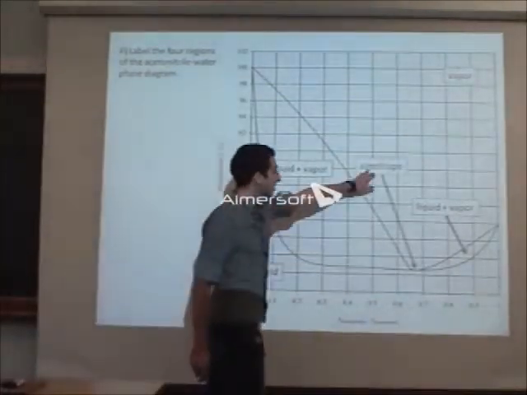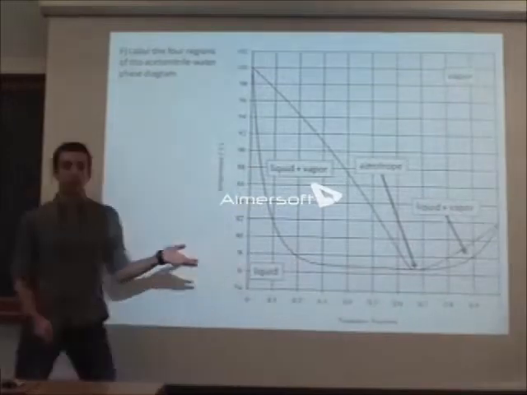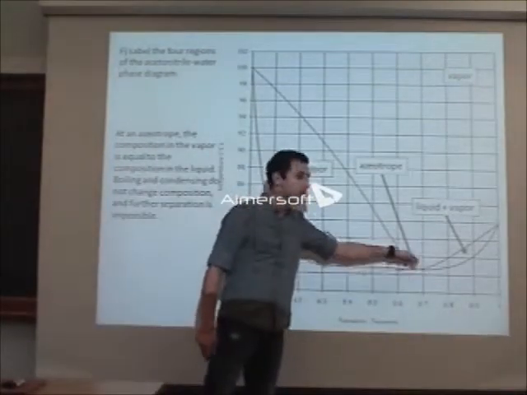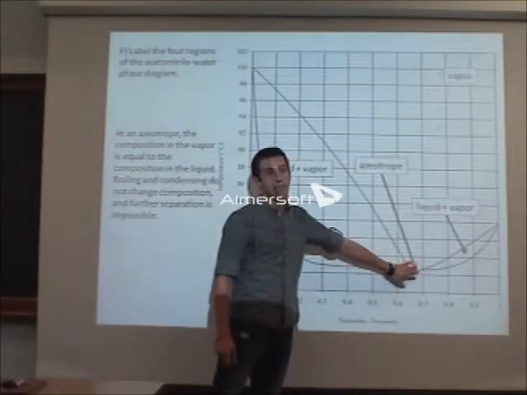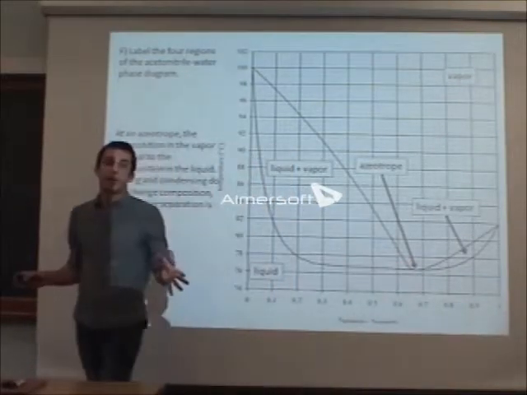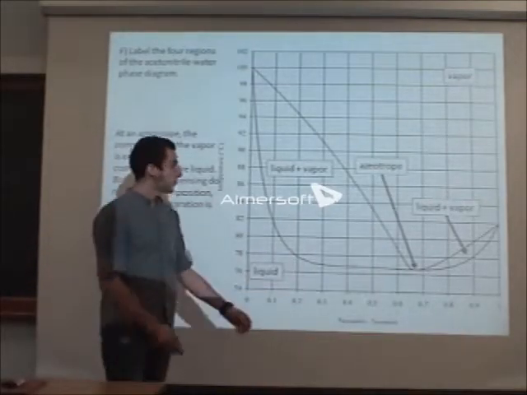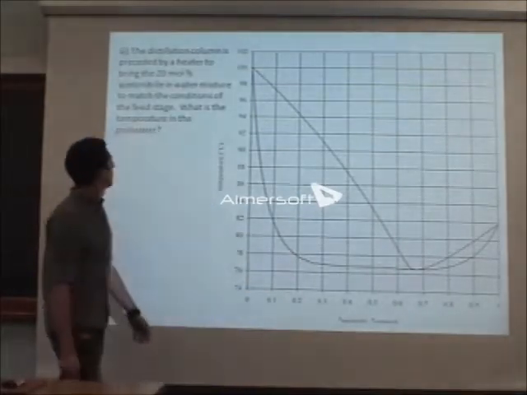And this point here, like we've said, is the azeotrope, where we're not going to get any more separation. If we boil or condense, we're still going to get the same composition in the liquid and vapor, so no separation is happening. Nothing will change in the mixture if we operate at that point.